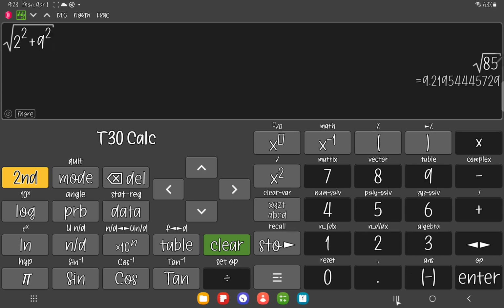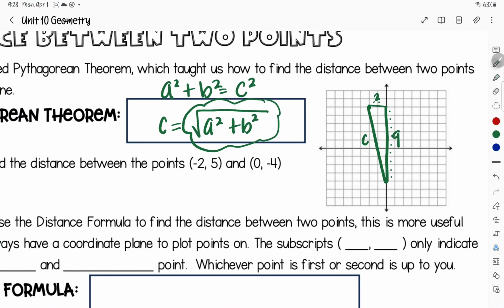So how it's asking you to find it would depend on what the answer is. So we would do the square root of 2 squared plus 9 squared, and we found out that it was the square root of 85, or 9.2. Okay.